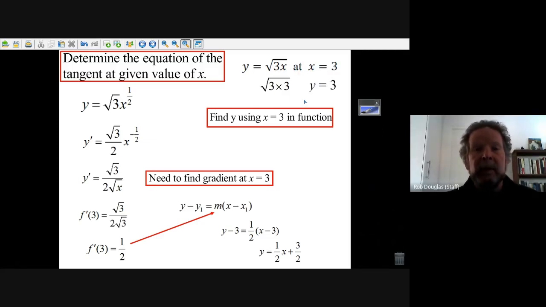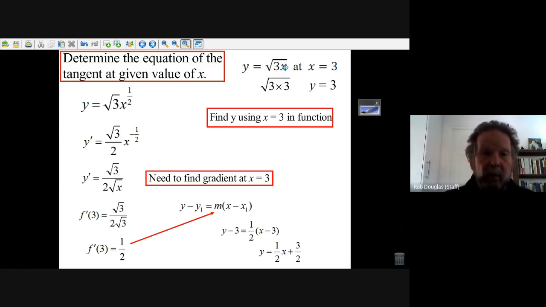Well, we need a point to find the equation of a tangent line, so the first thing might be good to just let x equal 3 in the function. 3 times 3 is 9. The square root of 9 is 3. So 3 and 3 is a point on this function that we want to find the tangent line.